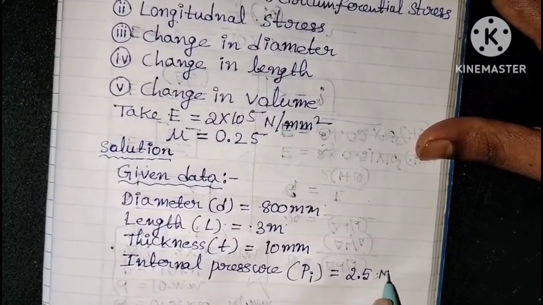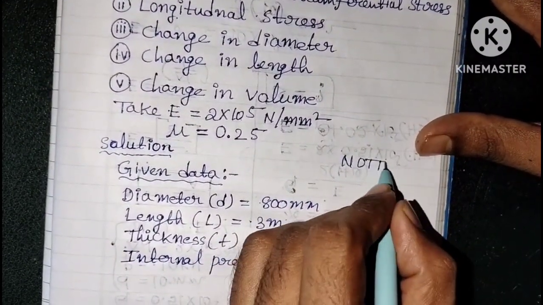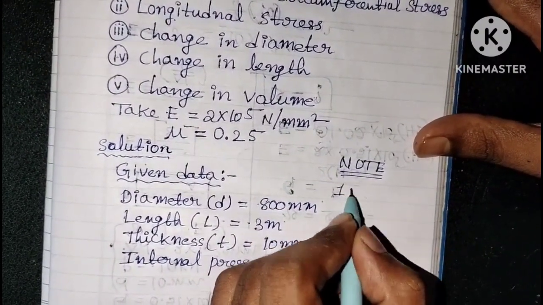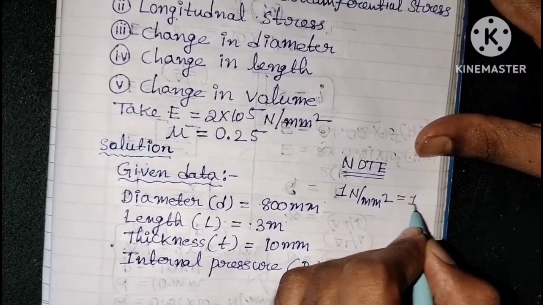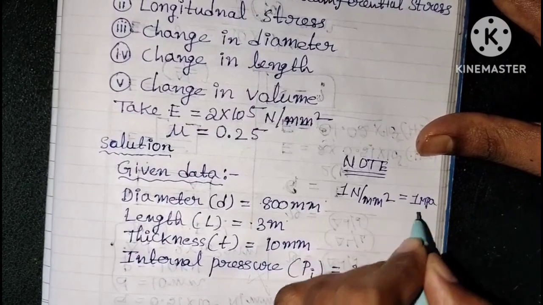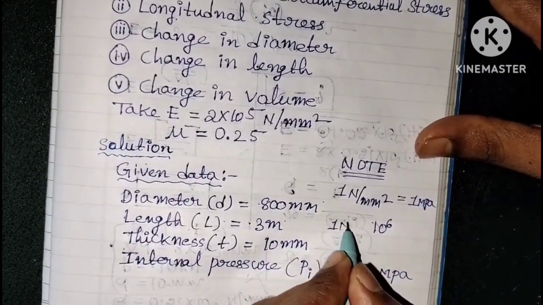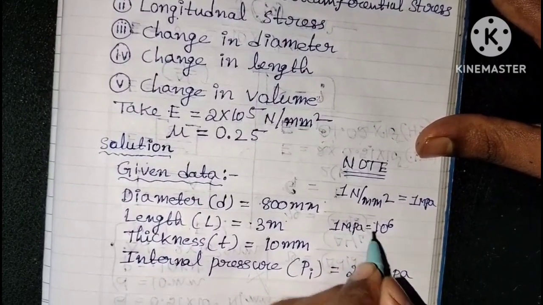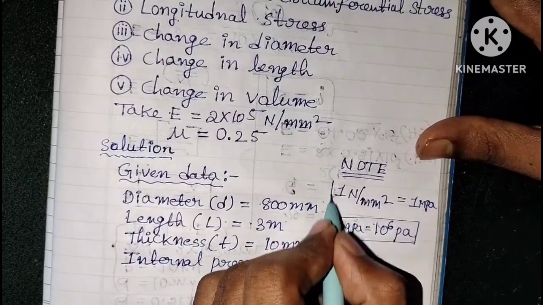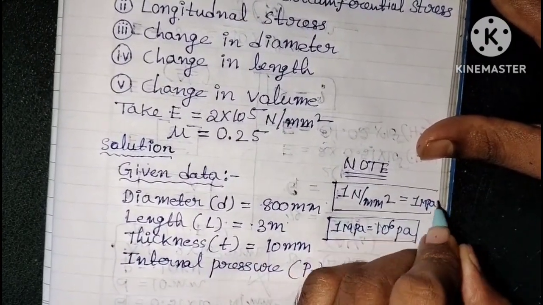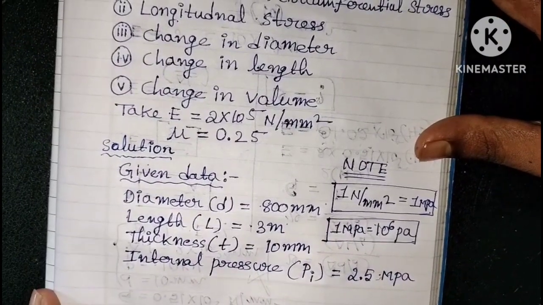1 Newton per mm square is equal to 1 megapascal. And remember, very important, units conversion is very important. So here 1 Newton per mm square is equal to 1 MPa, megapascal. Mega means 10 to the power of 6. So 1 megapascal is equal to 10 to the power of 6 pascals. Here I am writing 2.5 megapascal.